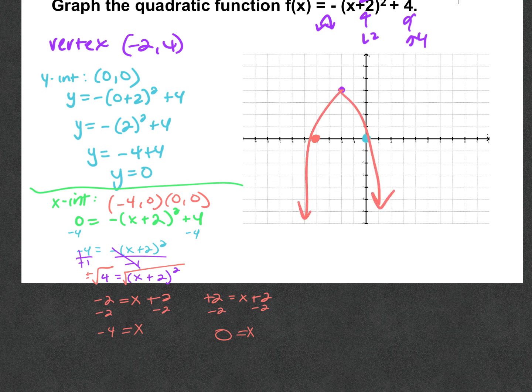So my vertex, oh, I already wrote it. My vertex is negative 2, 4. My axis of symmetry is x equals negative 2. It has to be x equals, and it's the h coordinate of your vertex, right? So I could have gotten it from here, or I could have gotten it from my graph.